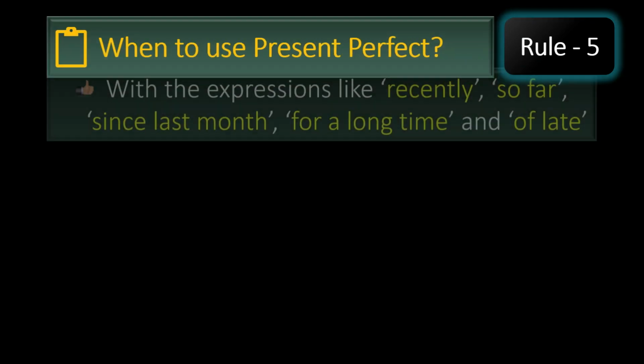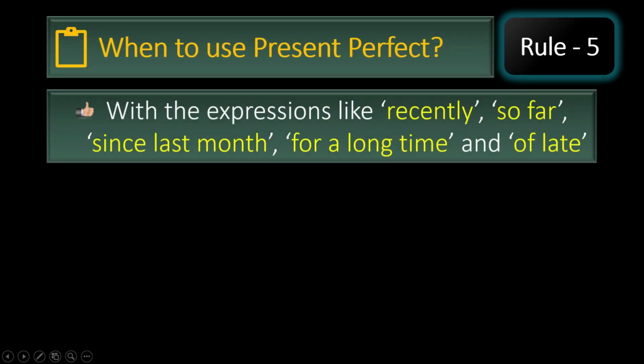Next, rule 5 says this. We use present perfect tense with expressions like recently, so far, since last month, for a long time, and of late. Recently, of late are the same. So far means here up to the time of speaking, up to now, until now. You know this one, since last month. Since carries the meaning of from last month. You know this, for a long time.